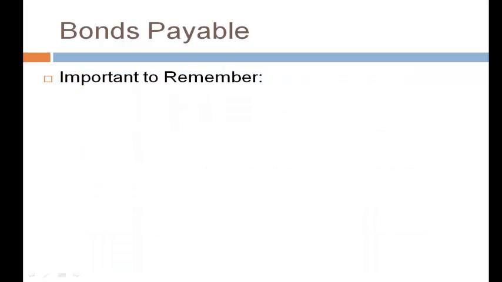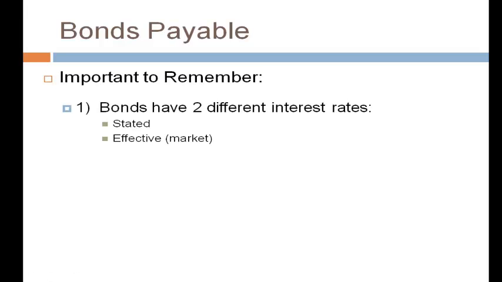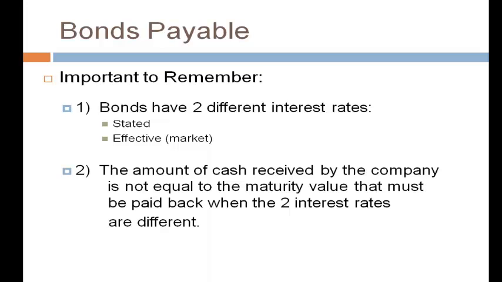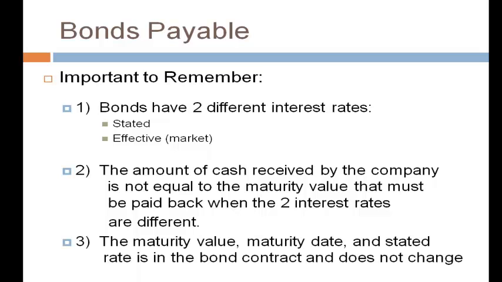There are a few things that are very important to remember when accounting for bonds. First, bonds have two different interest rates. One is the stated, which is the cash paid, and the other is the effective, which is what is earned and incurred. Second, the amount of cash received by the company is not equal to the maturity value that must be paid back when the two interest rates are different. And third, the maturity value, the maturity date, and the stated rate are in the bond contract, and these do not change.